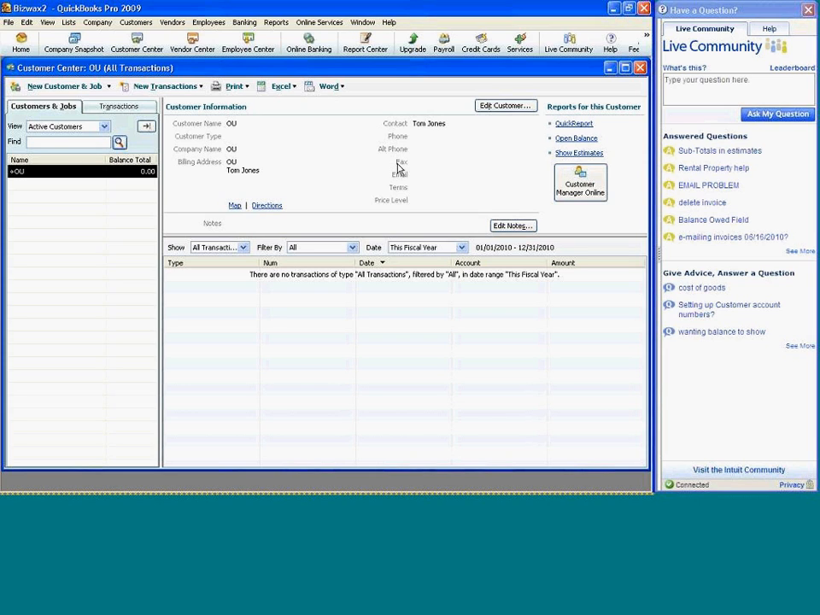So now we have the customers. So we say the OU, Mr. Tom Jones, is there. That's the customer. And over here it says manage your customer online. That's the same idea over here, that you can actually receive the payments from the customer online. Okay, so now we have transactions, new transactions.